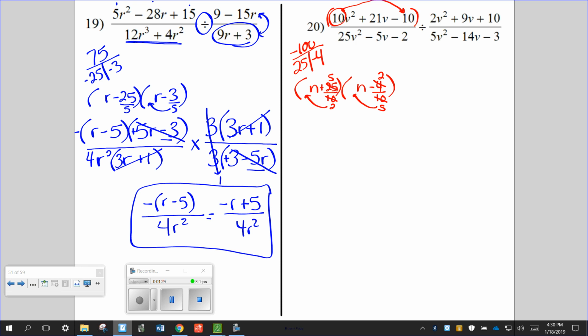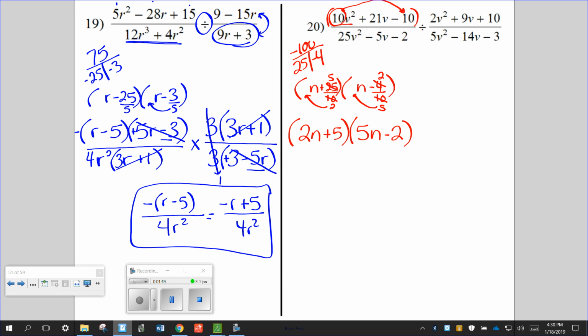And so when you do this, I would always just be careful. So we got 2n plus 5. Make sure you didn't lose any common factors or anything. 5n minus 2. Okay. So let's multiply this out in our heads and see if we got the same thing. 2n times 5n, that gets us 10n squared.